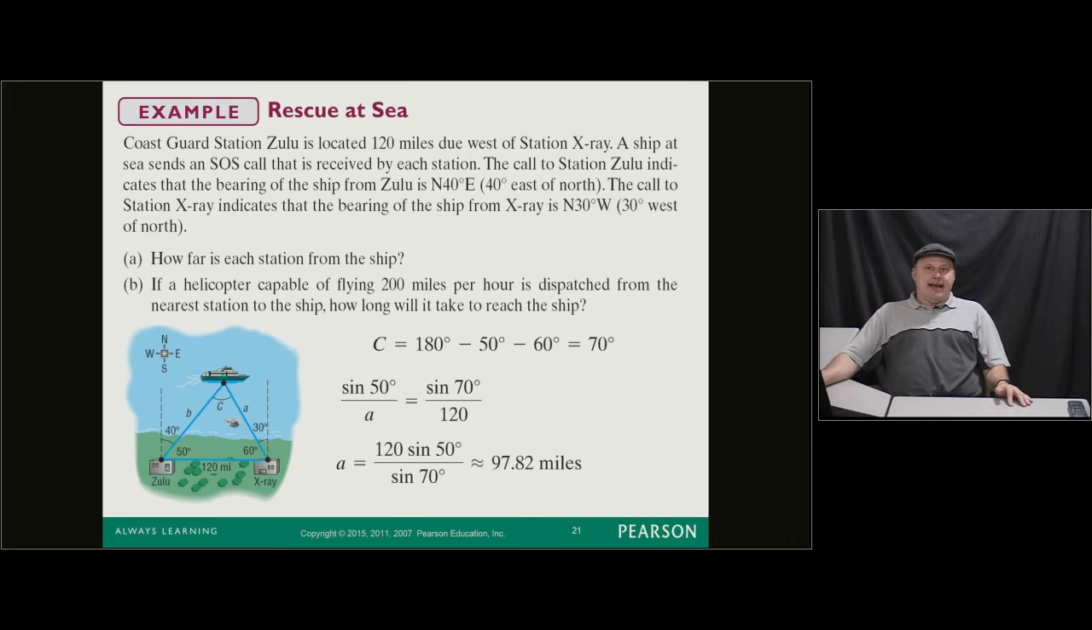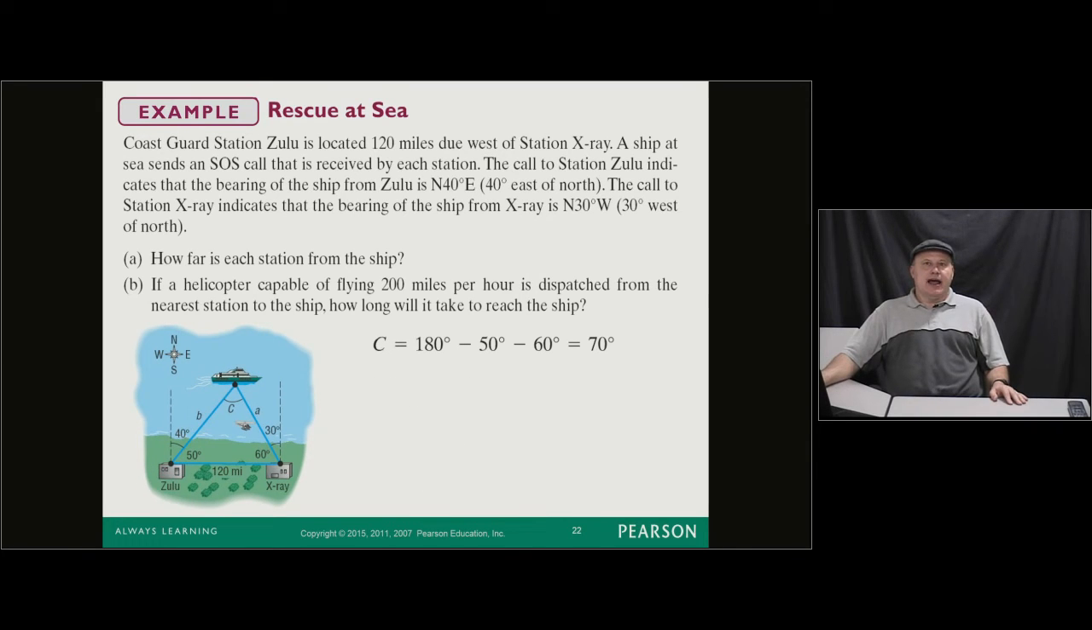And that makes it 97.82 miles from A right there. So A is the one on the right. So that's how far the station that's on the right is. Now we do the same thing with the other station.